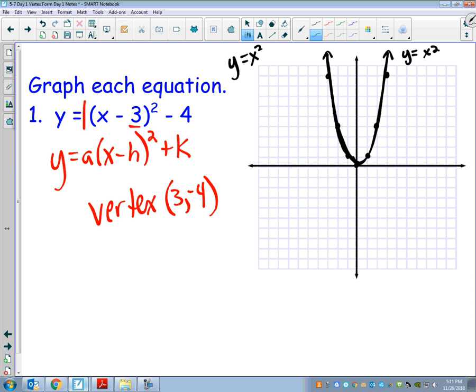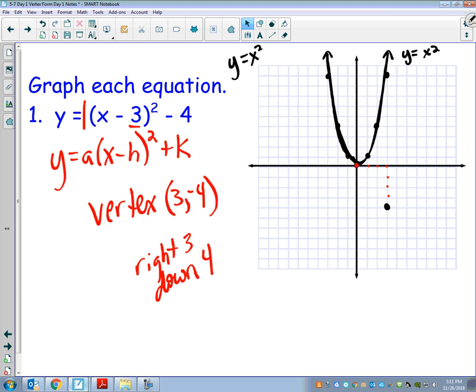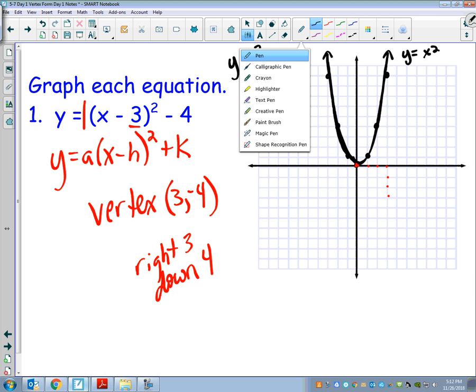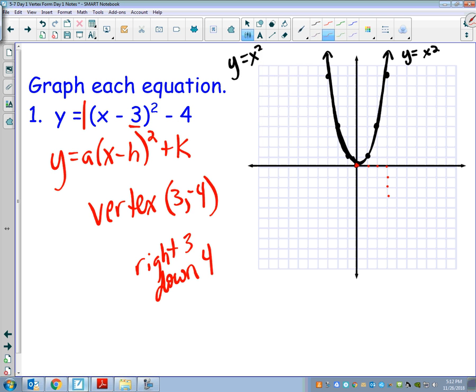You don't have to graph that every time, but I just want to show you on this first one what we're actually doing when we translate this. What does this minus 3 mean? That means that it moved right 3. And what does this minus 4 mean? It means it moved down 4. So it's basically like I'm taking this vertex right here, and I'm just moving it over 1, 2, 3, down 1, 2, 3, 4. And that would be my new vertex.